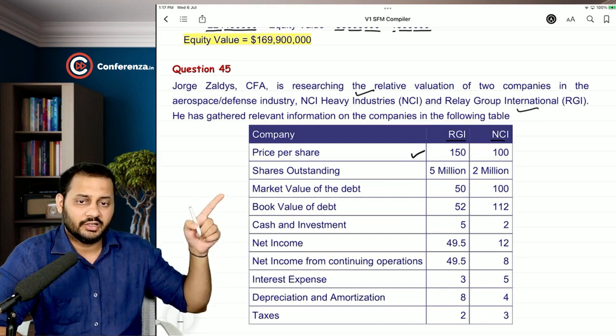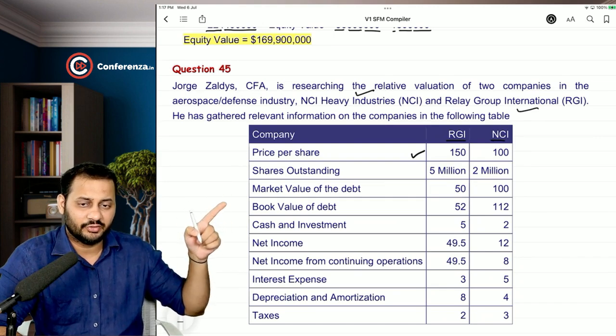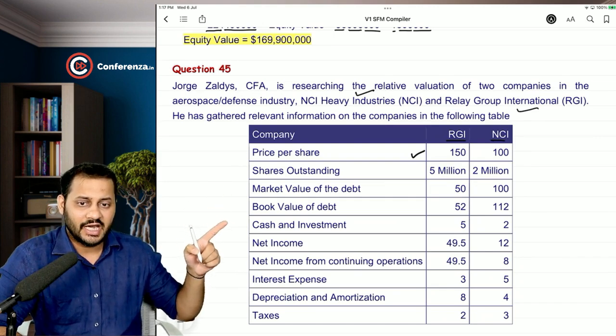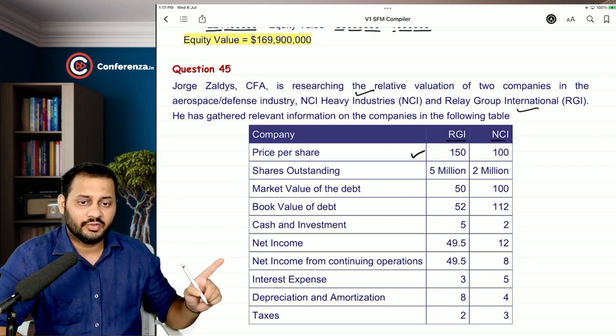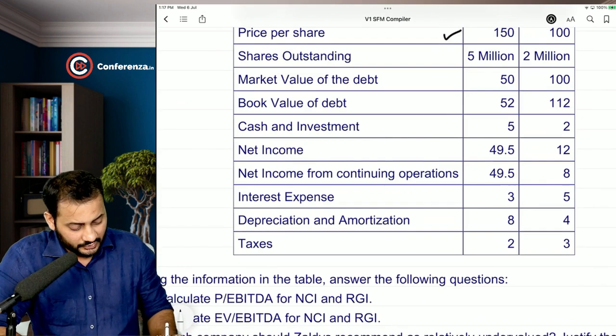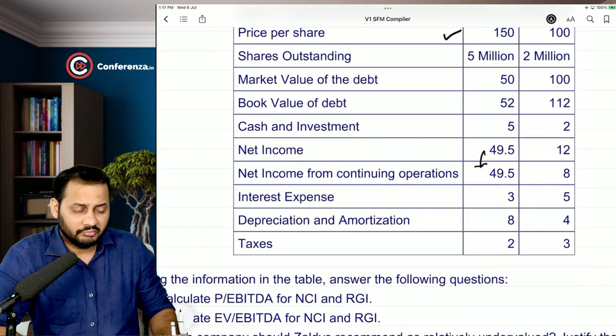Market value of the debt, book value of the debt. Have a look on this. Both of these are debts, but one is the market value, the other one is book value. Cash and investment, net income, net income from continuing operation. So this is same, but this is not same.